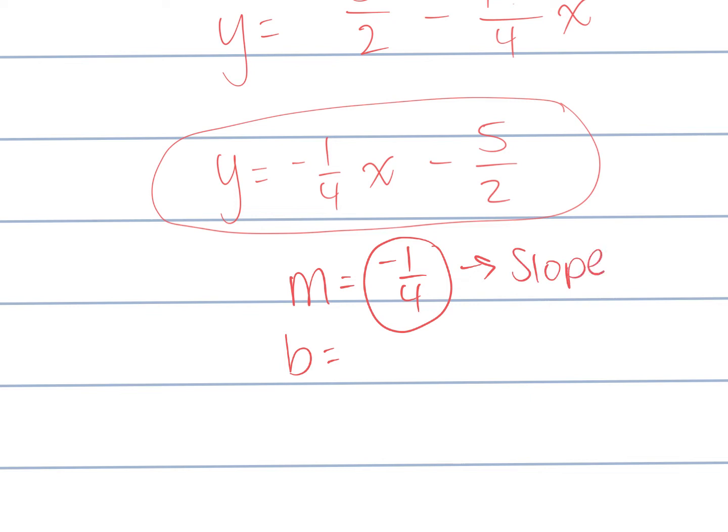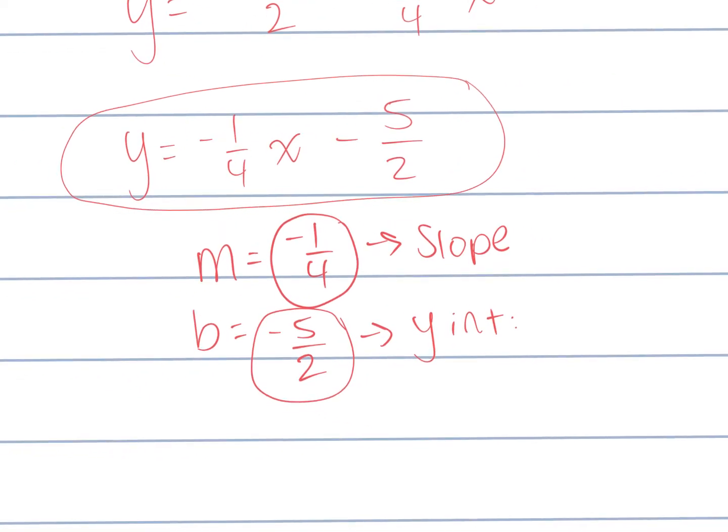And now b, which was negative 5 over 2, is what? My y-intercept. So my y-intercept as a coordinate is going to be 0, comma, negative 5 over 2.